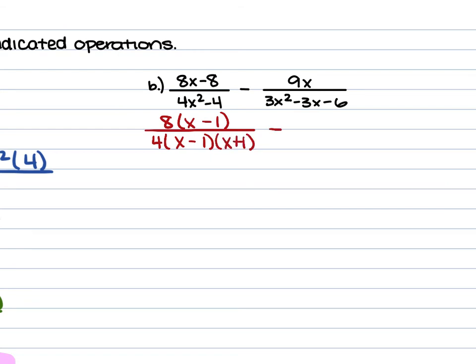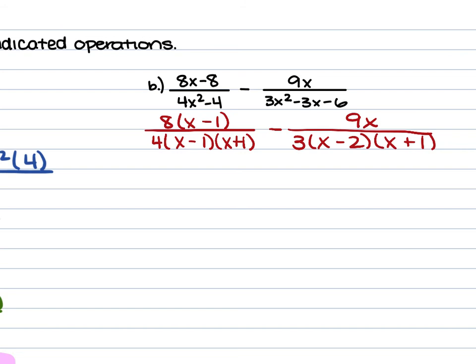On the second fraction in the denominator, I'm going to factor out a 3 to give me 3 times x squared minus x minus 2. That can then factor because my factors of 2 that add up to negative 1 are negative 2 and positive 1. So this is going to be x minus 2 times x plus 1, all under 9x. From here, I want to find my least common denominator after I simplify each of these fractions.